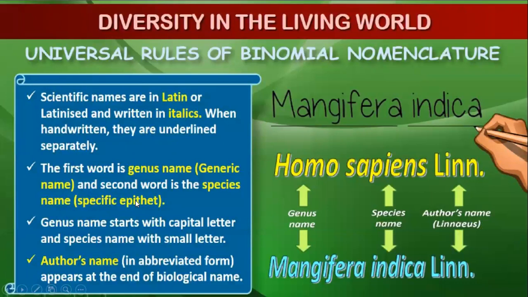Rules of binomial nomenclature. Scientific names are in Latin or Latinized, and when handwritten, they should be in italics. All these you have learned in the previous classes. When handwritten, they should be written separately and underlined. The first name is the genus name, and the second one is the specific epithet. That is another neat MCQ.